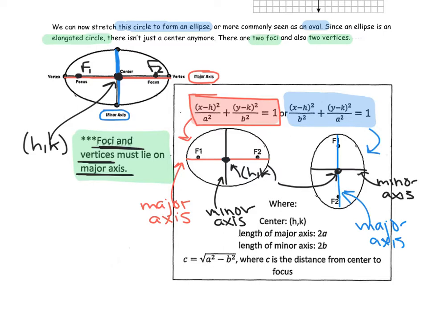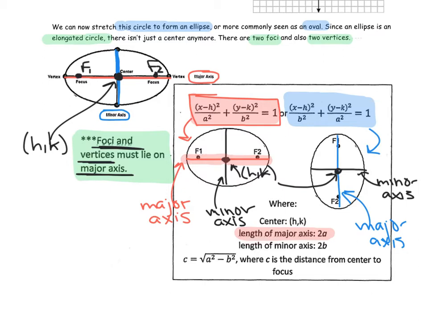The length of the major axis. So we need to actually get into some labeling here. The length of the major axis is 2A. Well, you need to know what A is first. A is the length of the center to one of the vertices. So here to here, let me highlight it. From here to here is a length of A, and from here to here is a length of A.